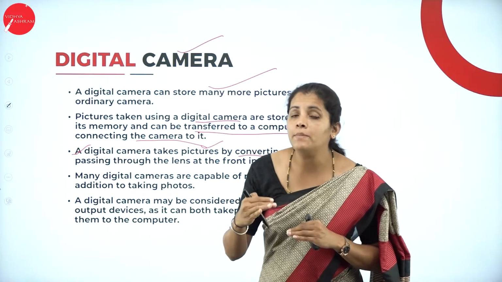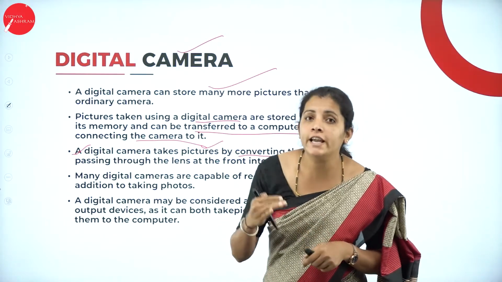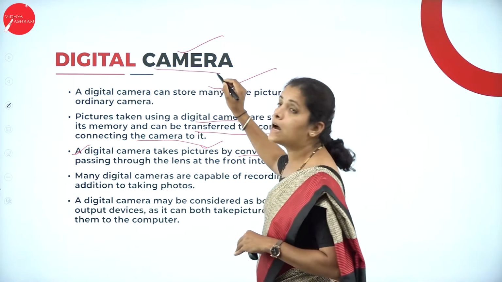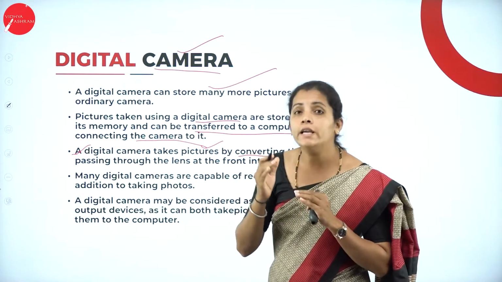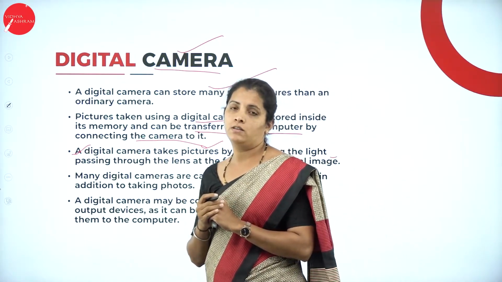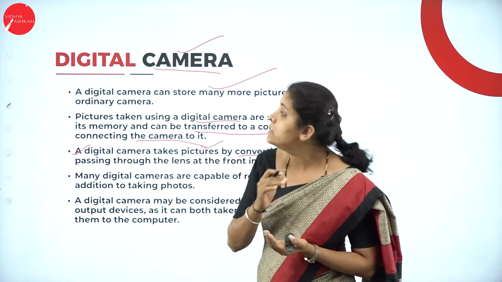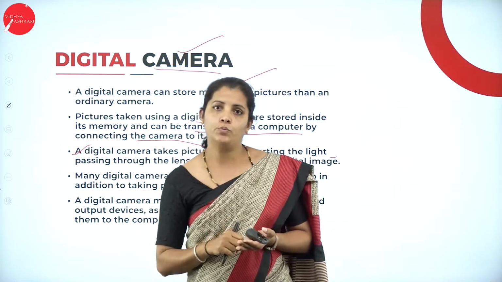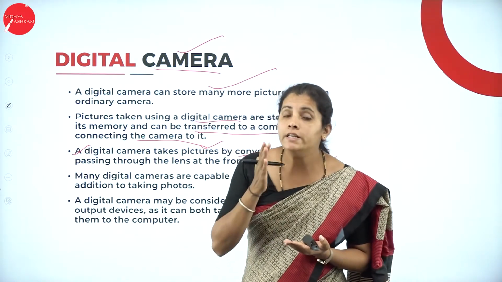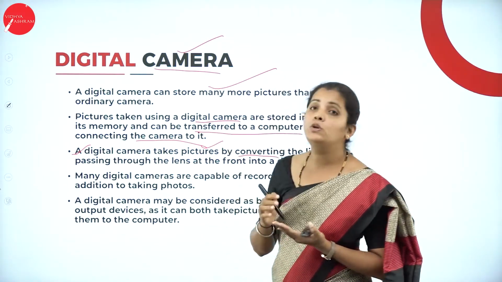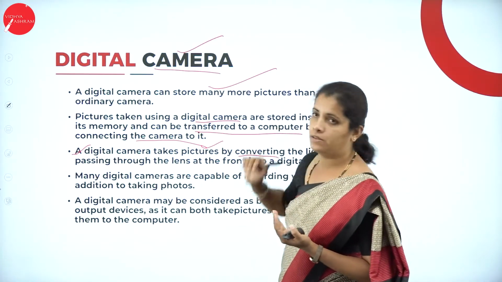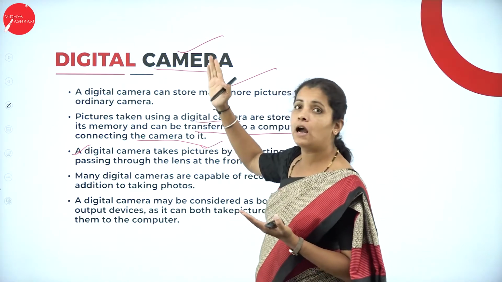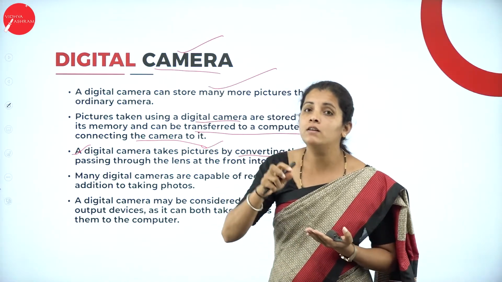At the same time, it is also capable of taking photos. Dear students, this digital camera is also called an input and output device. Now tell me why this digital camera is called an input device as well as an output device. Because a digital camera is capable of taking pictures.